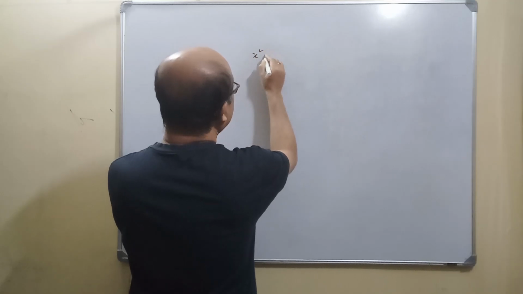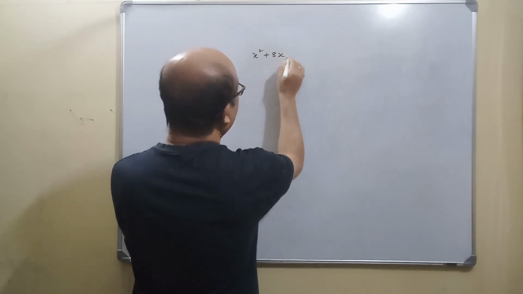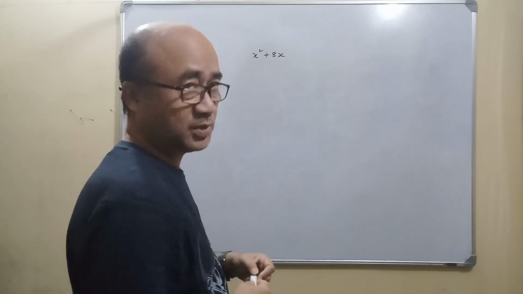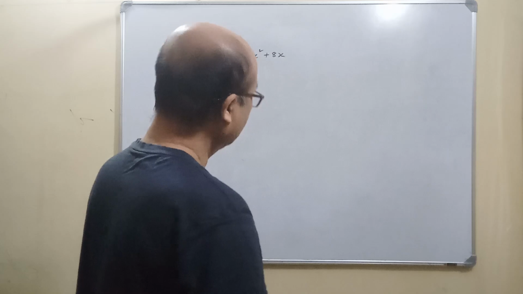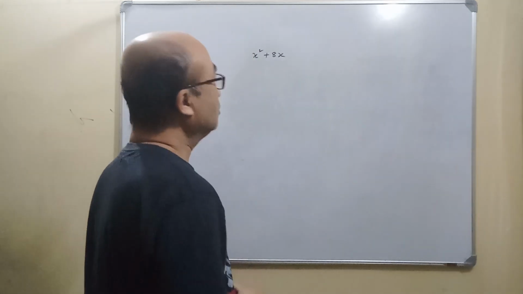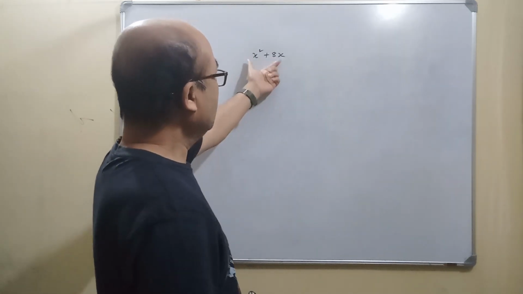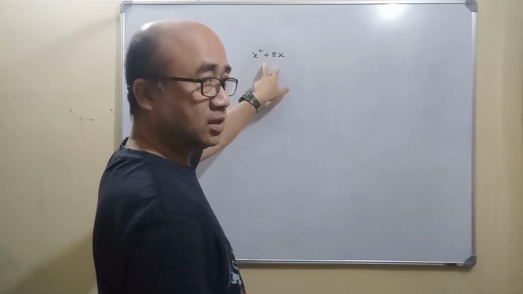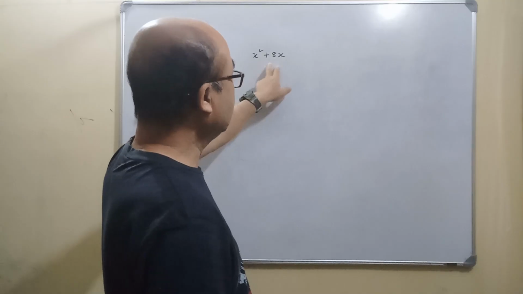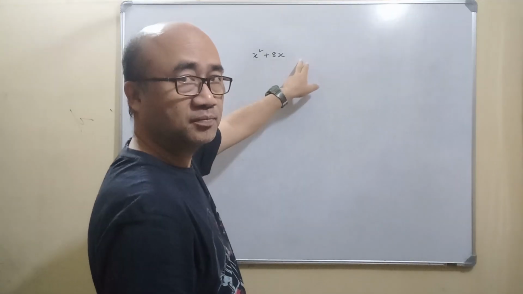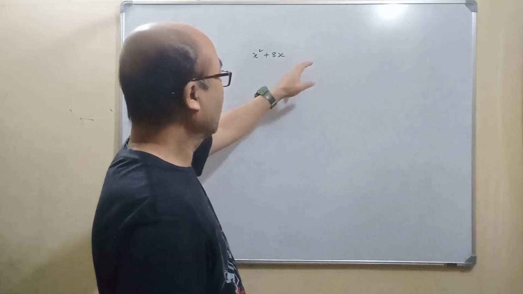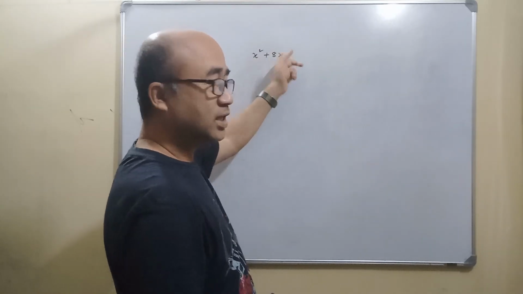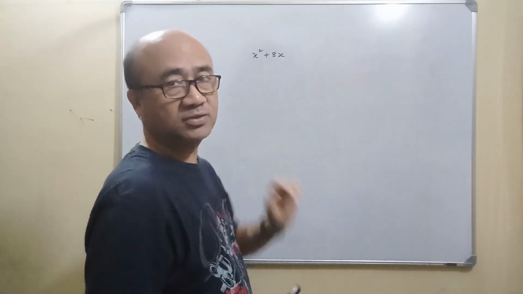Suppose x square plus 8x. This is an expression. Now we want to make it a complete square by adding something to it. We will add something to this expression so that it becomes a complete square.